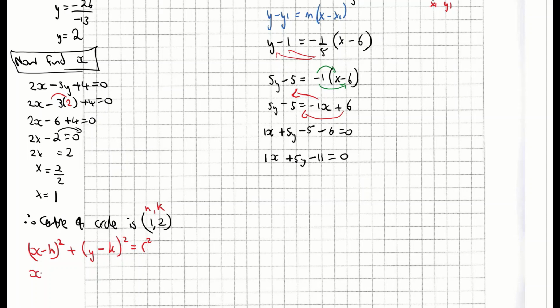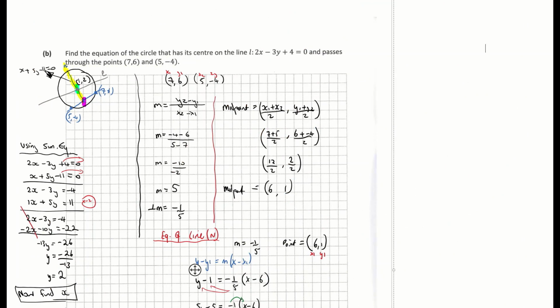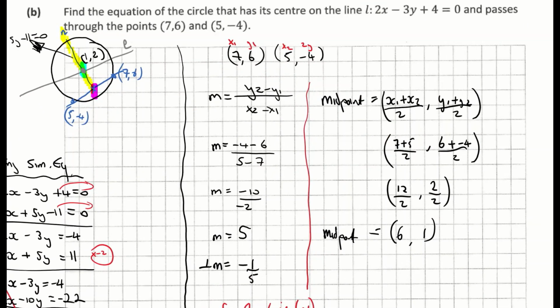So I have (x minus h), which is 1, all squared, plus (y minus k), which is 2, all squared, is equal to radius squared. Now I don't actually know what my radius is, so I need to go off and find my radius. So we're not quite there yet. Let's have a look at finding our radius. I'm just going to scroll back up to my picture and see how we find the radius.